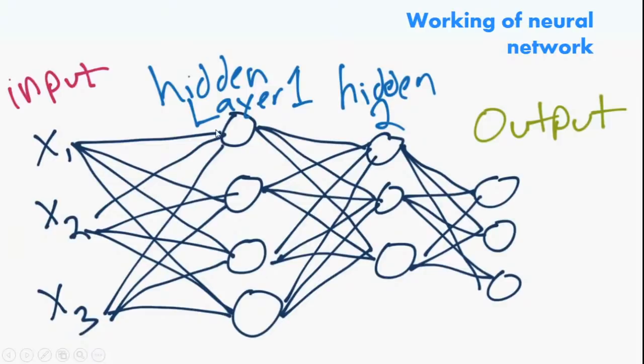After that, hidden layer 2. After processing, using some activation function, we compute summation values and then get an output. That output is passed to hidden layer 2, which does some calculation and gives another output. So this is the simple architecture of how a neural network works.